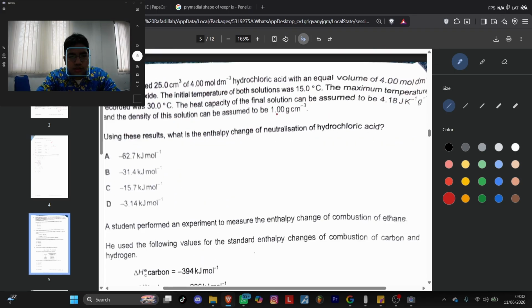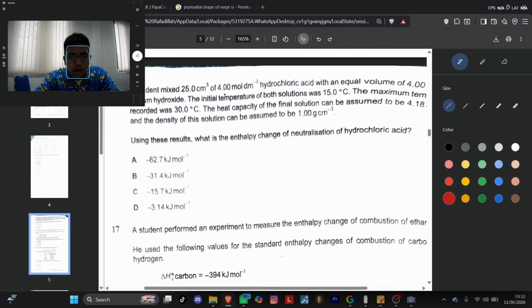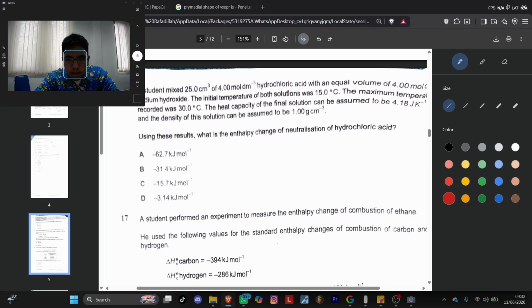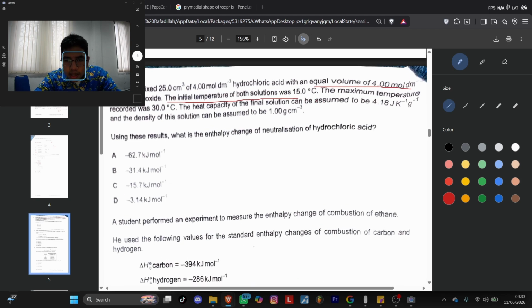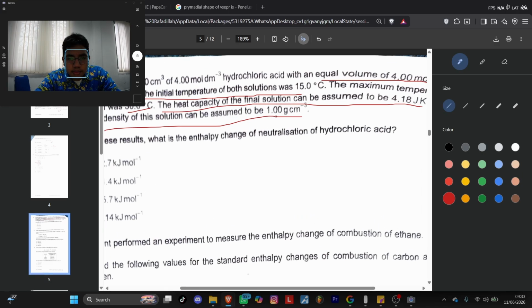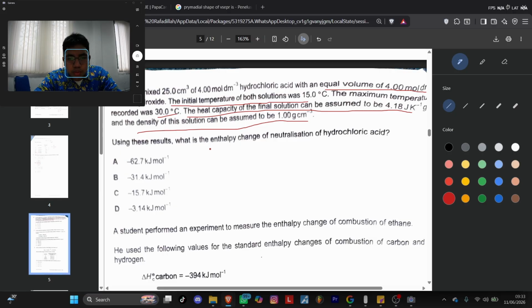The next question: a student mixes 25 cm³ of 4 mol/dm³ hydrochloric acid with an equal volume of 4 mol/dm³ sodium hydroxide. The initial temperature of both solutions was 15 and the maximum was 13. The heat capacity of the final solution can be assumed to be 4.18. The density of the solution can be assumed to be 1 g/cm³. Using this result, what is the enthalpy change of hydrochloric acid?